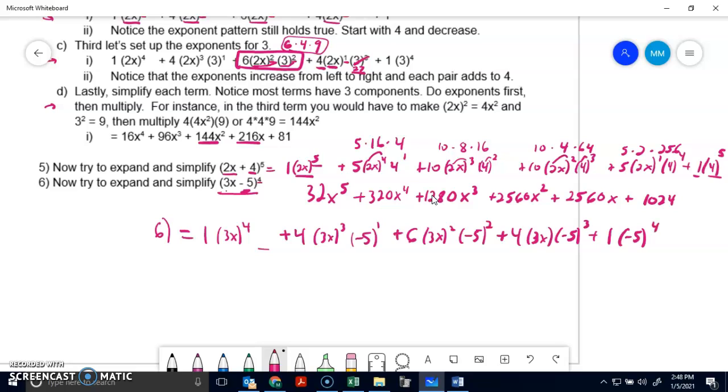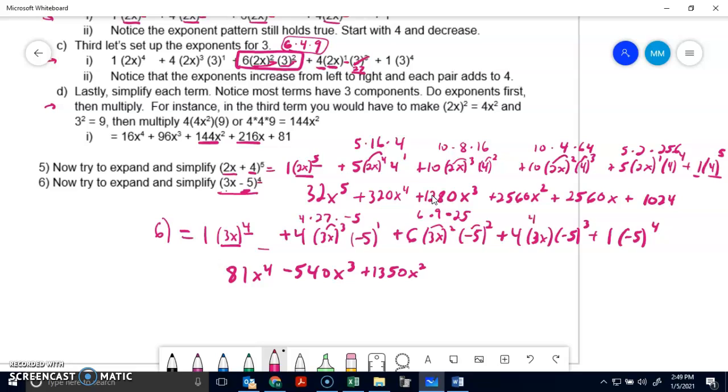All right, so 3x to the fourth. 3 is also being raised to the fourth power. So that would be 81x to the fourth. And then I would have 4 times 3 to the third, or 27, times negative 5 to the first, which is just negative 5. Okay, so that's negative 540x to the third. And then I have 6. 3 squared is 9. Negative 5 squared is positive 25, because you're raising negative 5 to the second power. And that would give me positive 1350.